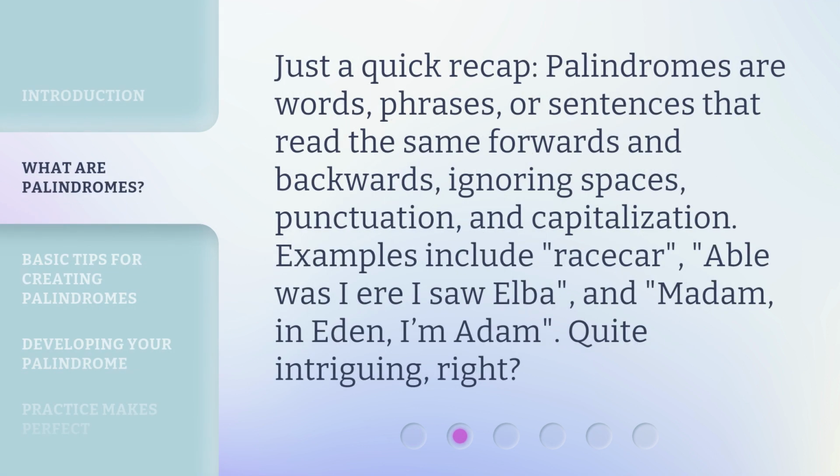Just a quick recap. Palindromes are words, phrases, or sentences that read the same forwards and backwards, ignoring spaces, punctuation, and capitalization. Examples include "race car," "Abel was I ere I saw Elba," and "Madam, in Eden, I'm Adam." Quite intriguing, right?